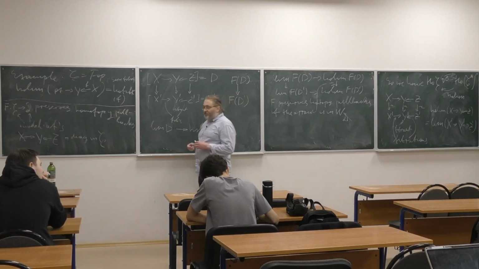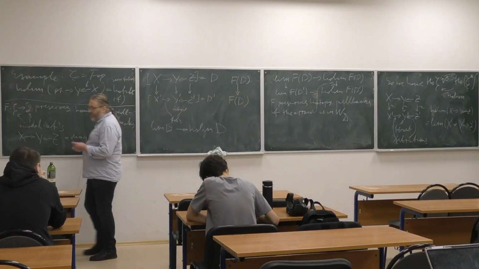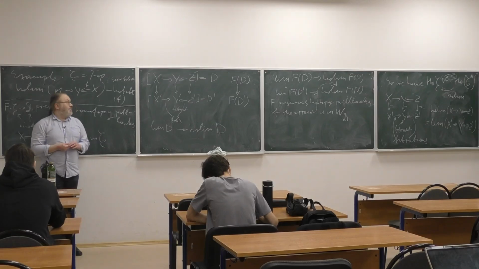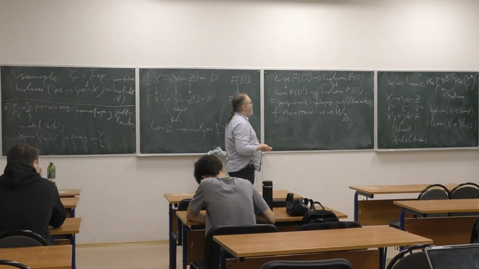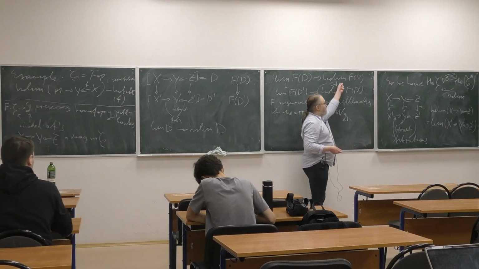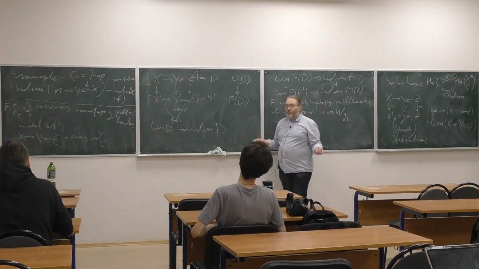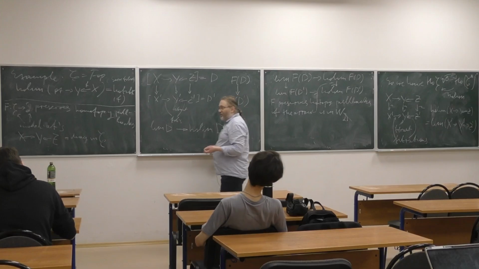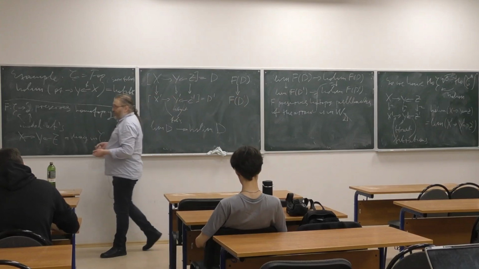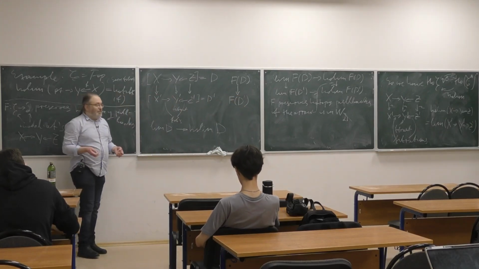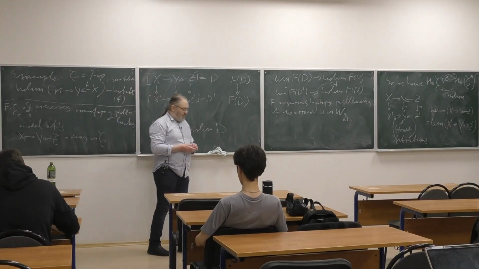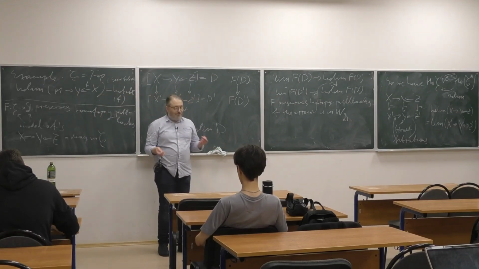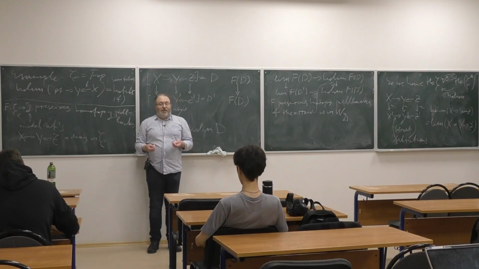Okay, so now we sort of understand which arrow we need to compute if we want to see whether or not a functor preserves homotopy pullbacks. Okay, are there any questions?